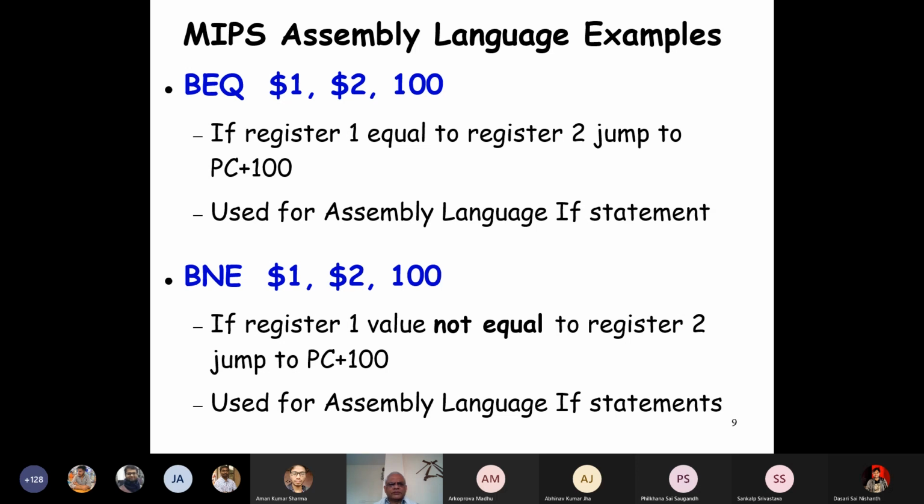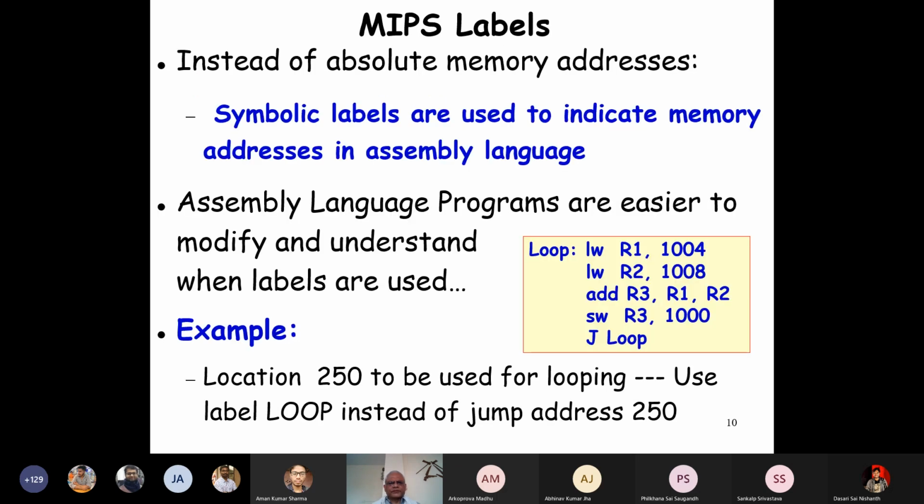Similarly, branch not equal to. If the contents of register 1 and register 2 are not equal, then jump 100 instructions down. So this is like if A equal to B, right? A is stored in register 1, B in register 2. If A equal to B, do something, else do something. So the if then else we'll write using BEQ and BNE. Just now we'll write small programs.